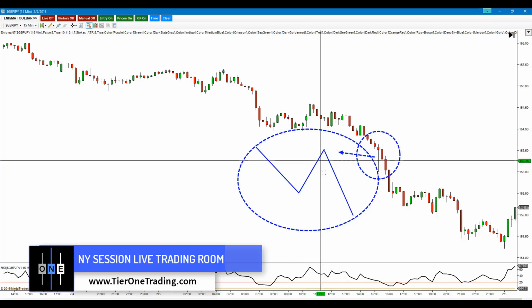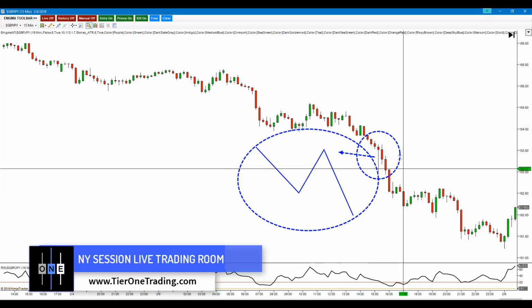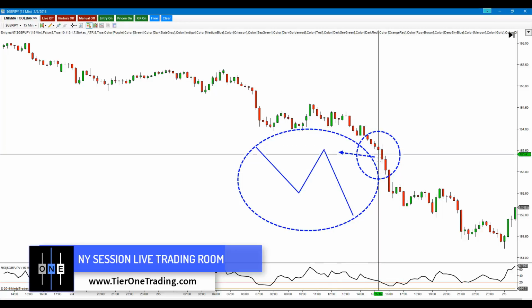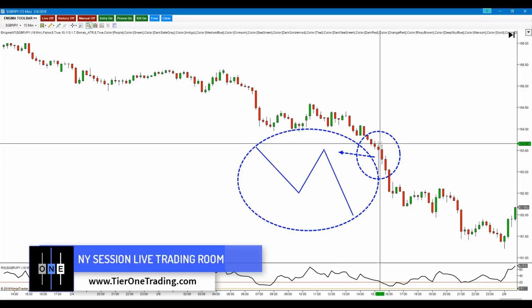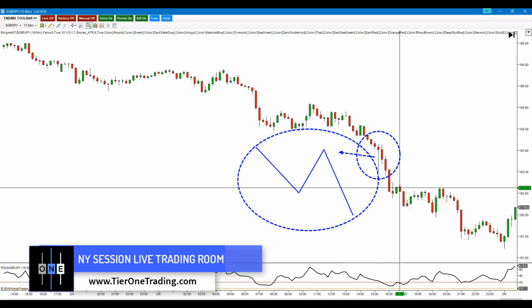Does that make sense, guys? This candle on a lower time frame on a range bar chart will look like this, right? Because think about it. What did this candle do? It shot down, it shot back up, and then the candles after that continued down.